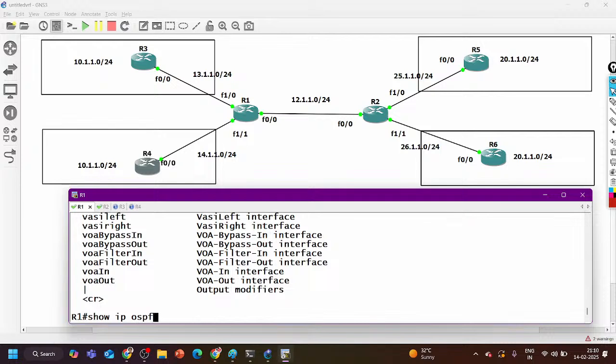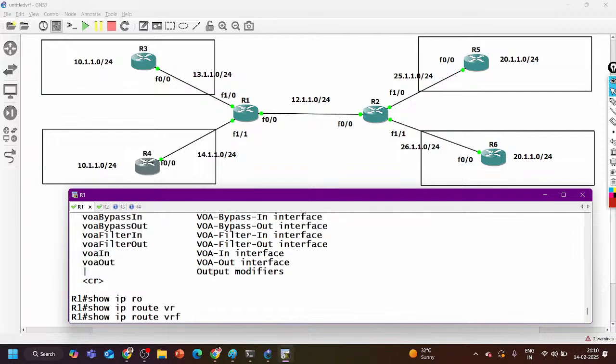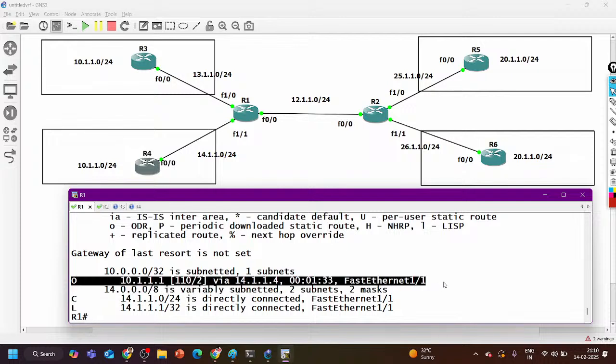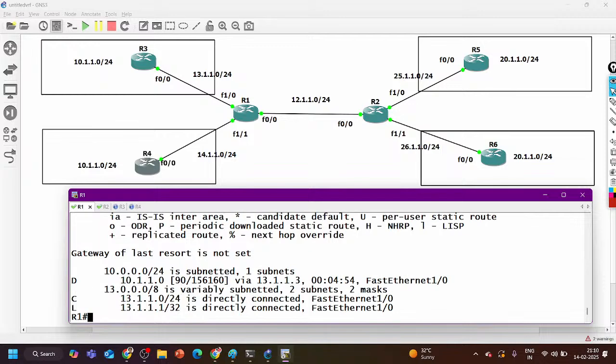For now we can do one thing, we can check the routing table. So show IP route VRF. So guys, in the VRF B routing table you can also see we have the same subnet 10.1.1.0, and in the VRF A routing table we also have the same subnet.